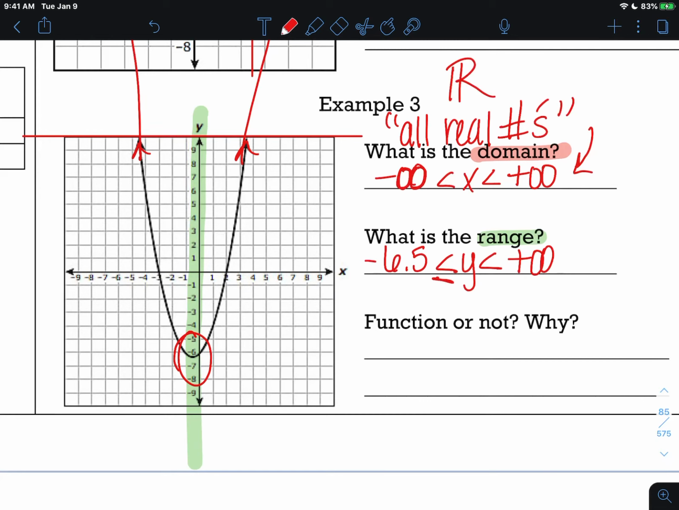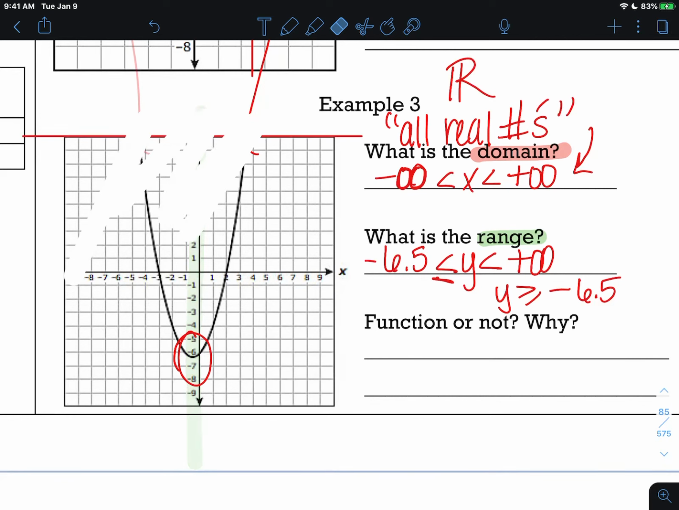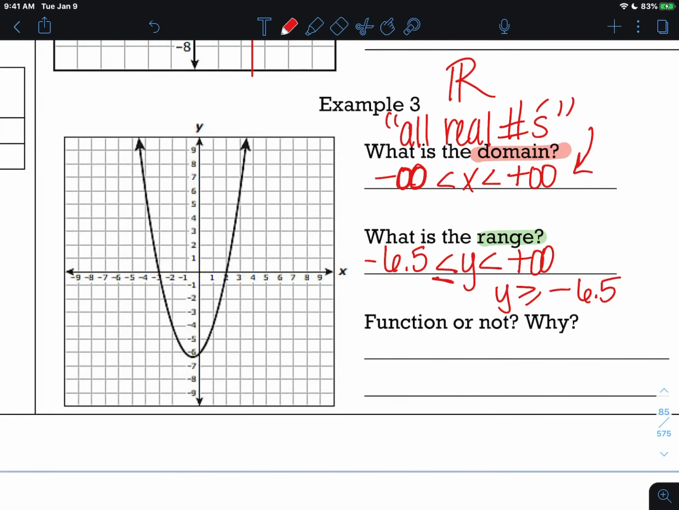That means that y can be any number it wants to be, but it's got to be negative 6.5 or bigger. Sometimes people will also write this like this. They just flip it around, and they don't include the infinity. Okay, so we got that. I know that's a difficult concept. Of course, if you need help, you can just ask for it.